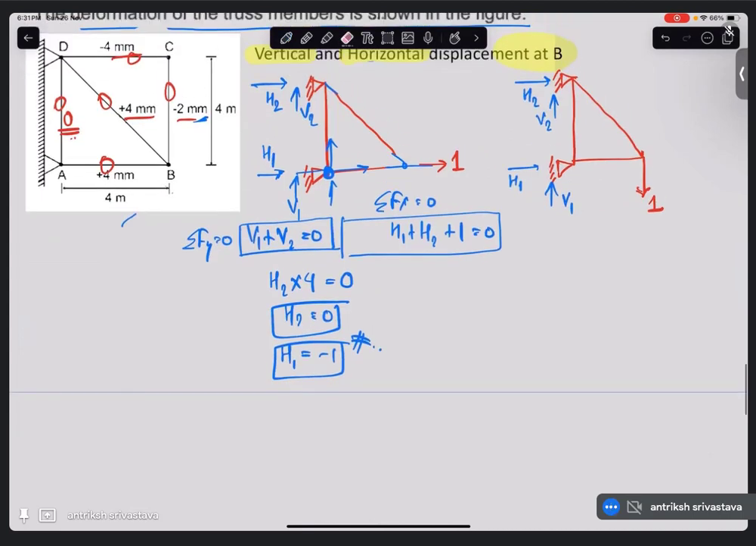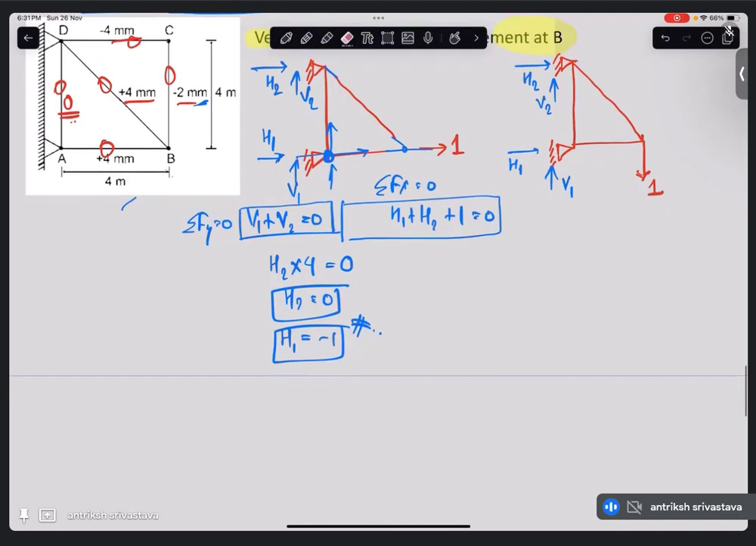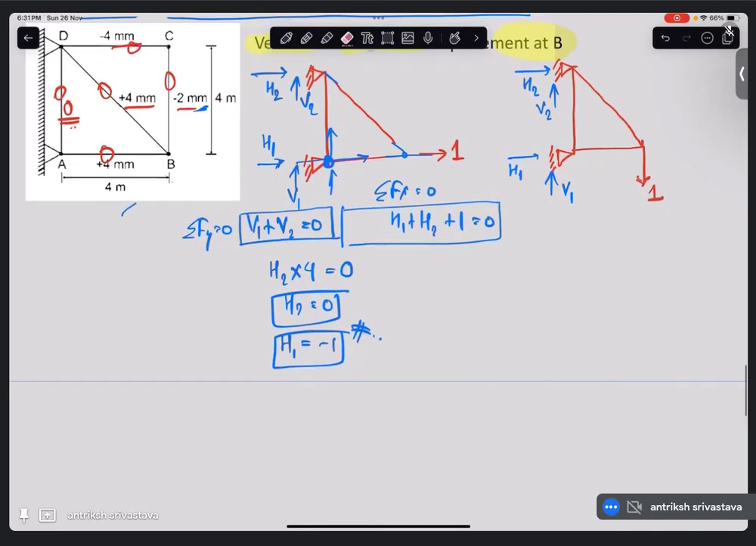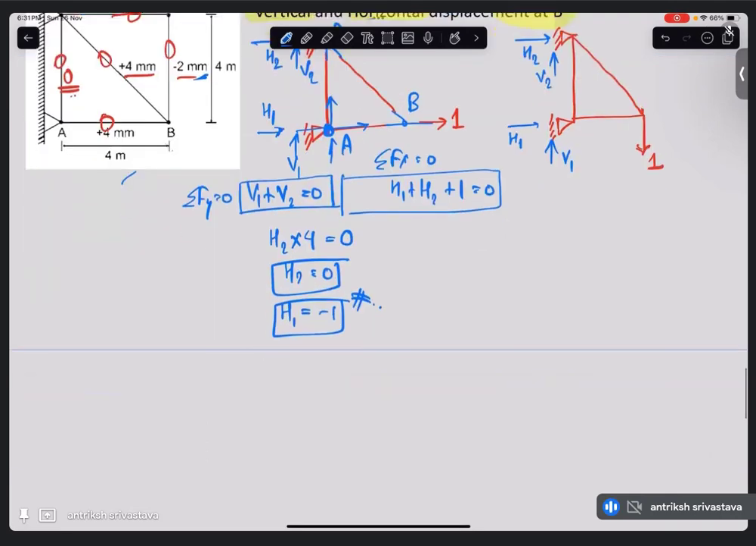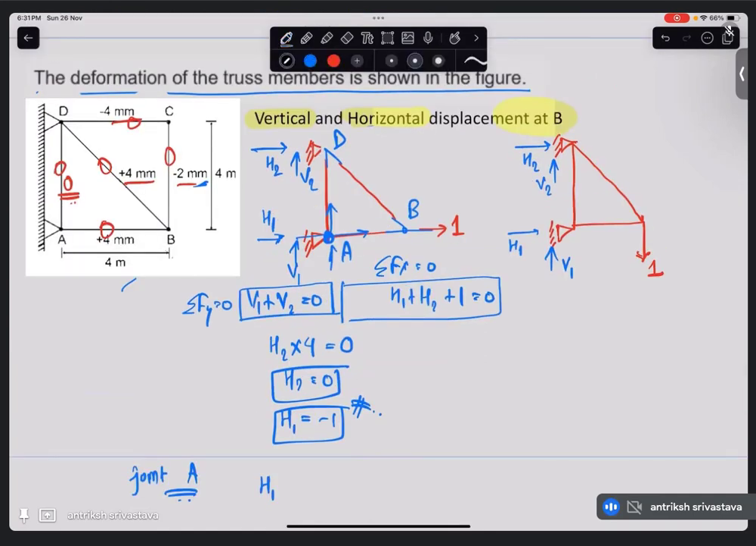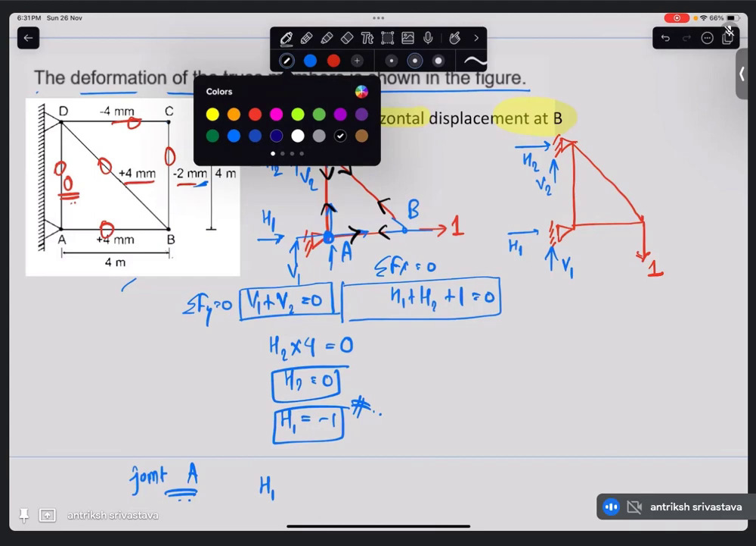Very good. Now let's look at these two members. We have D here, B here, and A here. So looking at this joint A, what can we say? H1. And let me draw the forces also. Let's say the forces are like this, tensile forces.